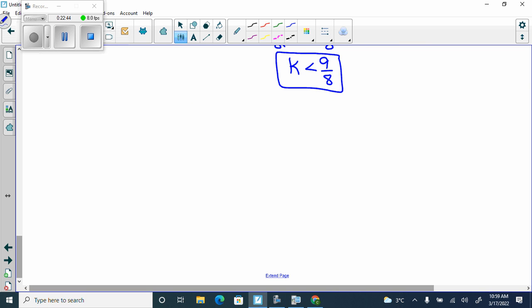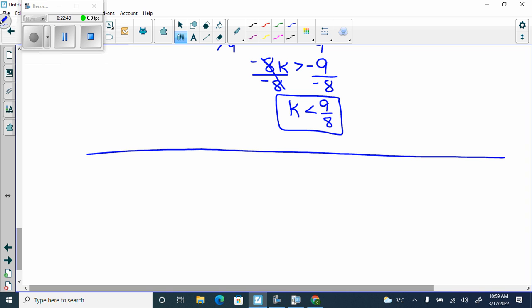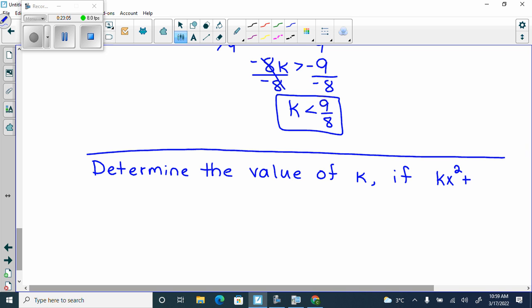So, I'm going to give you one you're going to try. Determine the value of K. So I can word it differently. If KX squared plus 3X plus 1 equals 0, what am I going to have to give you? The nature of the roots every single time, right? I need to state what they are. So determine the value of K if KX squared plus 3X plus 1 equals 0 has two non-real roots. Try it out.